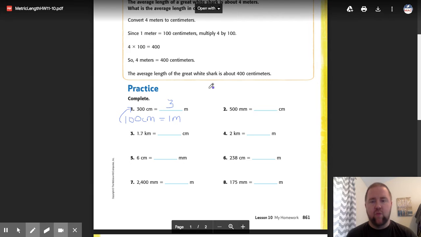That's one way that we could do this, is just by figuring out how do we get from centimeters to centimeters. We have to do the same thing when we're going from meters to meters. When I'm looking at an example like number 4, we've got kilometers and we've got meters. I know that there's 1,000 meters in 1 kilometer.